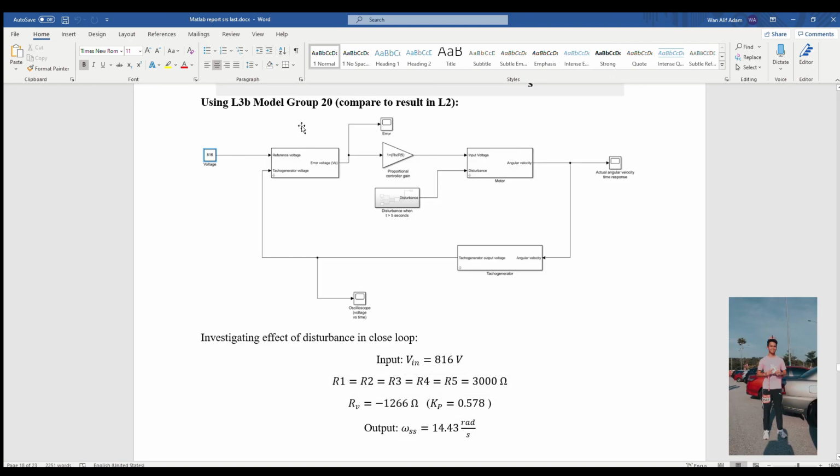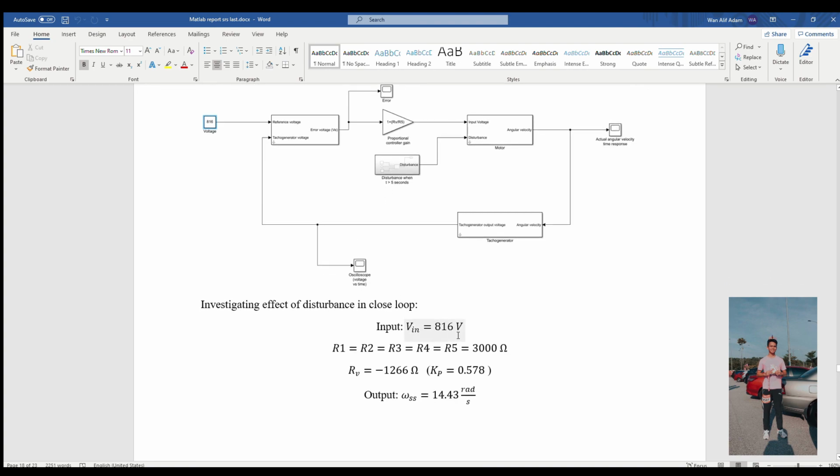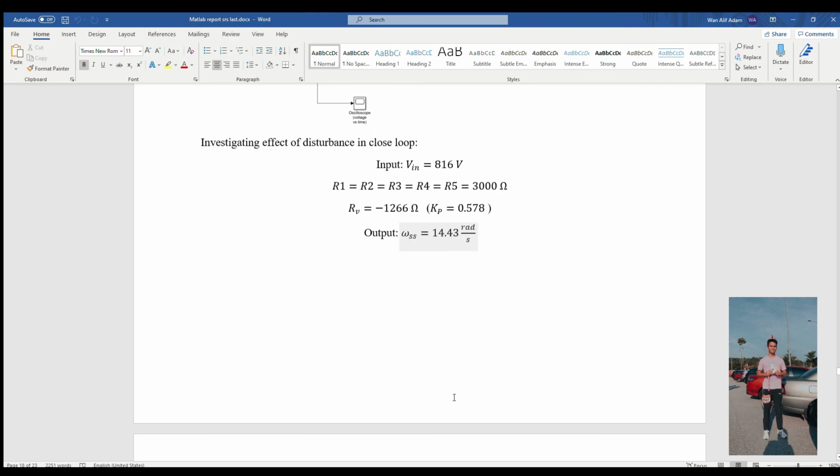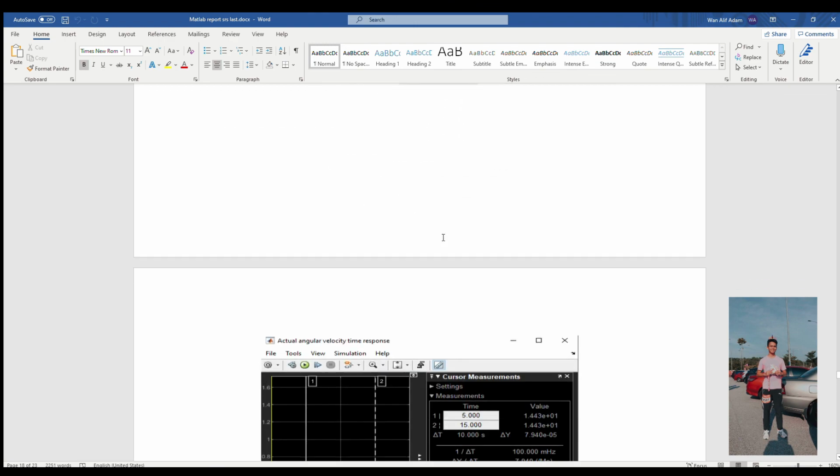As for L3B, it's correlated with L2, but this time it has a disturbance in the closed loop. So we put in the value of V as 816 volts, and R1 equals R2 equals R3 equals R4 equals R5 equals 3000 ohms, and RV is at negative 1266 ohms and at Kp 0.578 and the angular velocity of 14.43 rad per second.